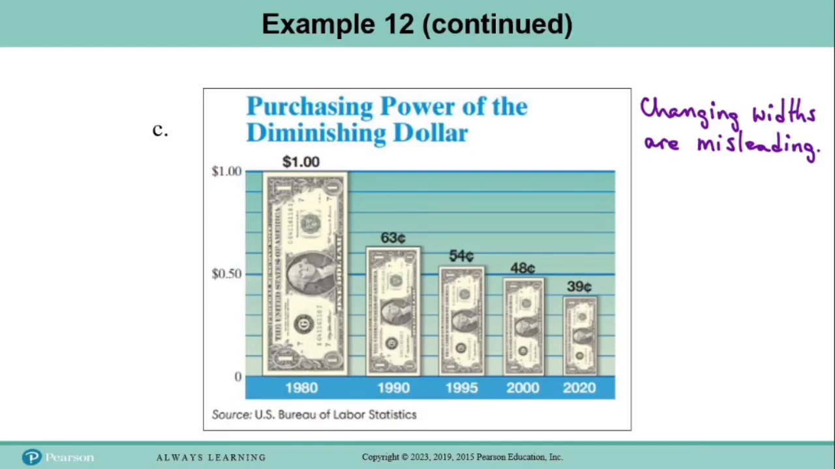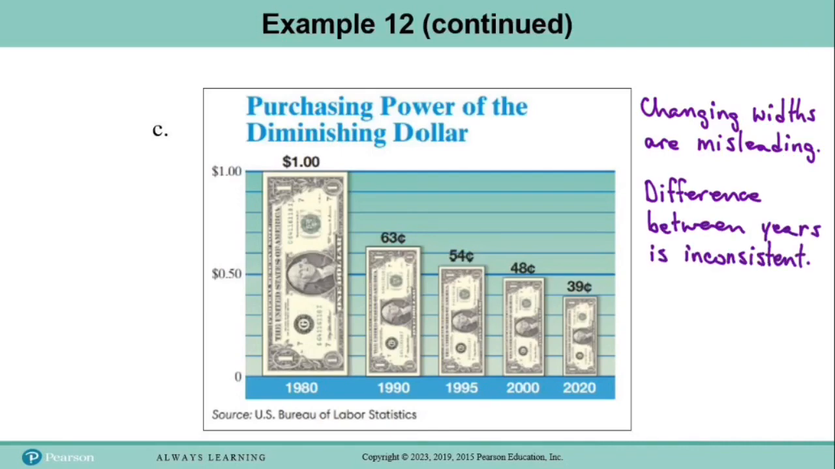And the other problem is also one that we saw with the housing example, and that is that the years are not consistent across the bottom. So we jump from 80 to 90, which is a 10-year difference, then from 90 to 95, which is a 5-year difference, and then this last one jumps from 2000 to 2020, so a 20-year difference. And so whatever trend you think you're seeing here that your eye would naturally pick up on, it's not the real trend at all, because the years are not being kept consistent for us. So that's another reason this graph is misleading. The difference between the years is inconsistent.